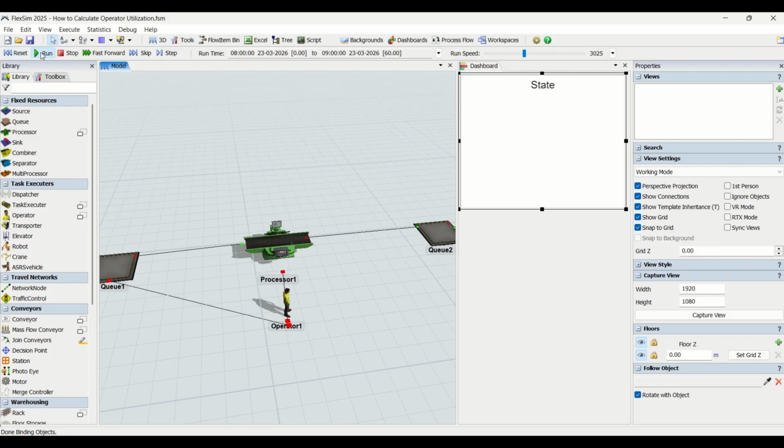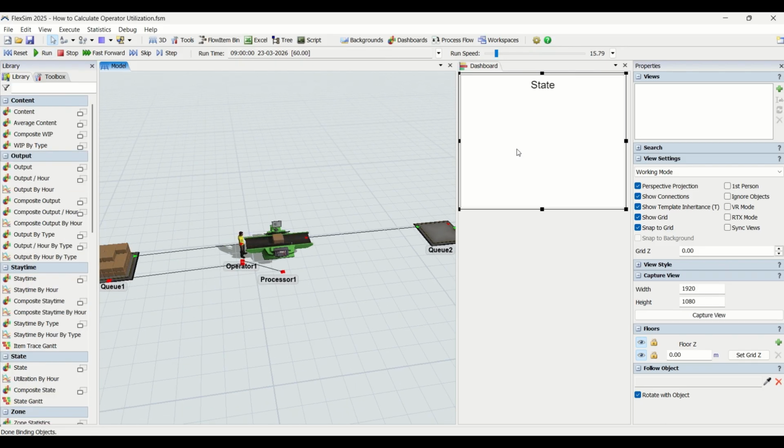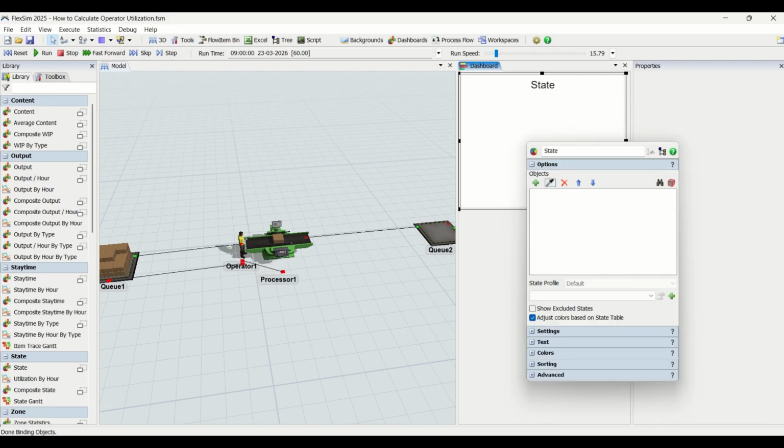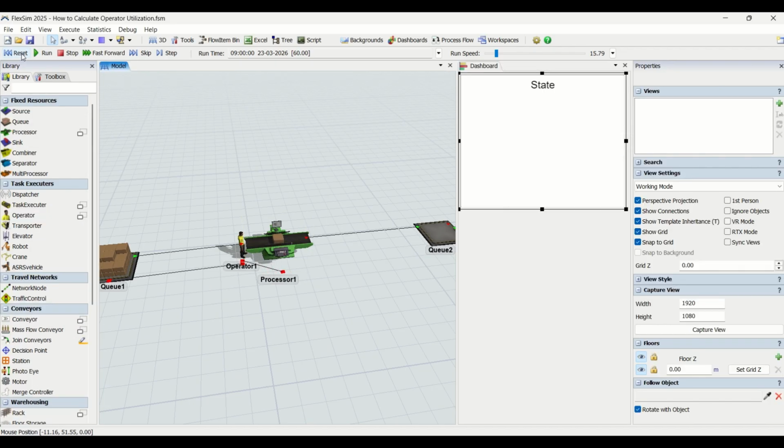Now when I reset and run, you are going to see nothing, so let me select the operator for now. This graph is what you need to use whenever you are supposed to get the state utilization of an operator in a Flexsim simulation study. Now I'm running it for 60 minutes, and you are able to see the utilization of this operator as 96.67%.